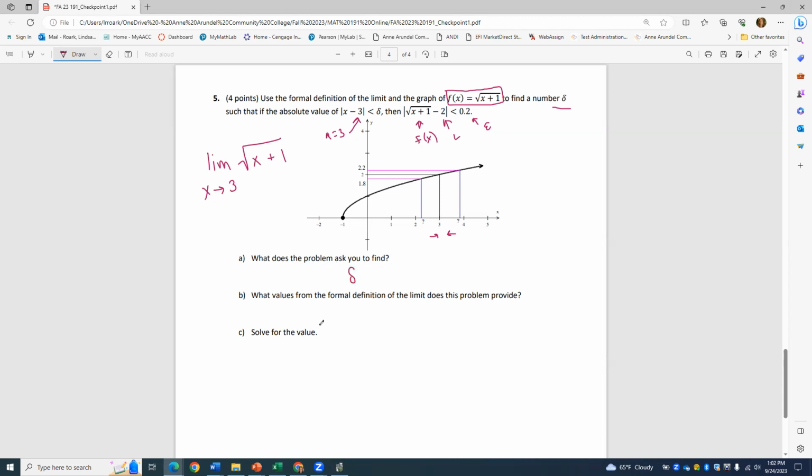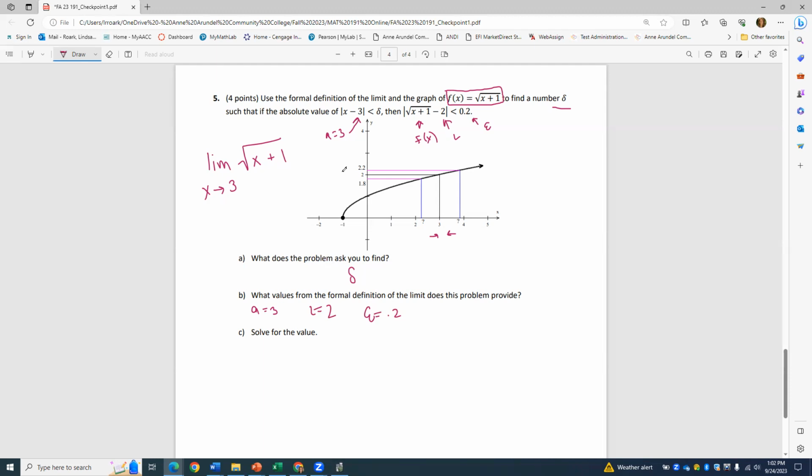And then it says from the formal definition, what values does this problem provide? Well, they give us quite a lot, right? They say a equals 3, right? They also tell us that L is 2. They also tell us that epsilon is 0.2, right? Those are all of the values they tell us. And then we can even get more things from here, okay? And that's what I'm going to walk you through in the next problem.